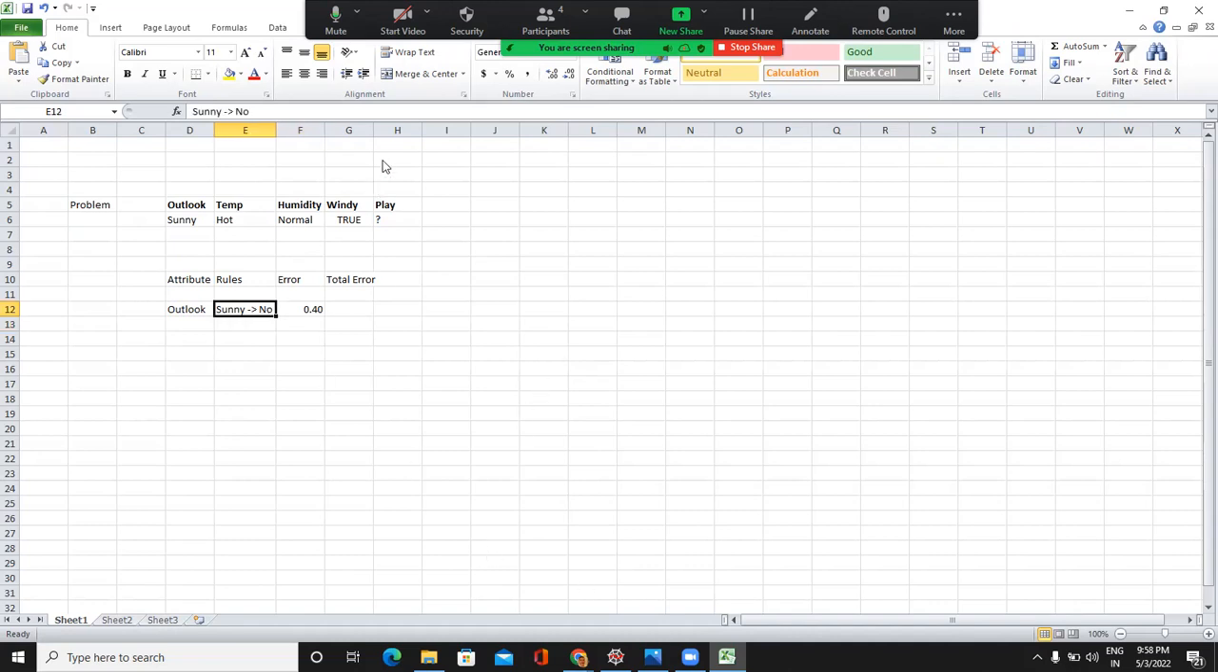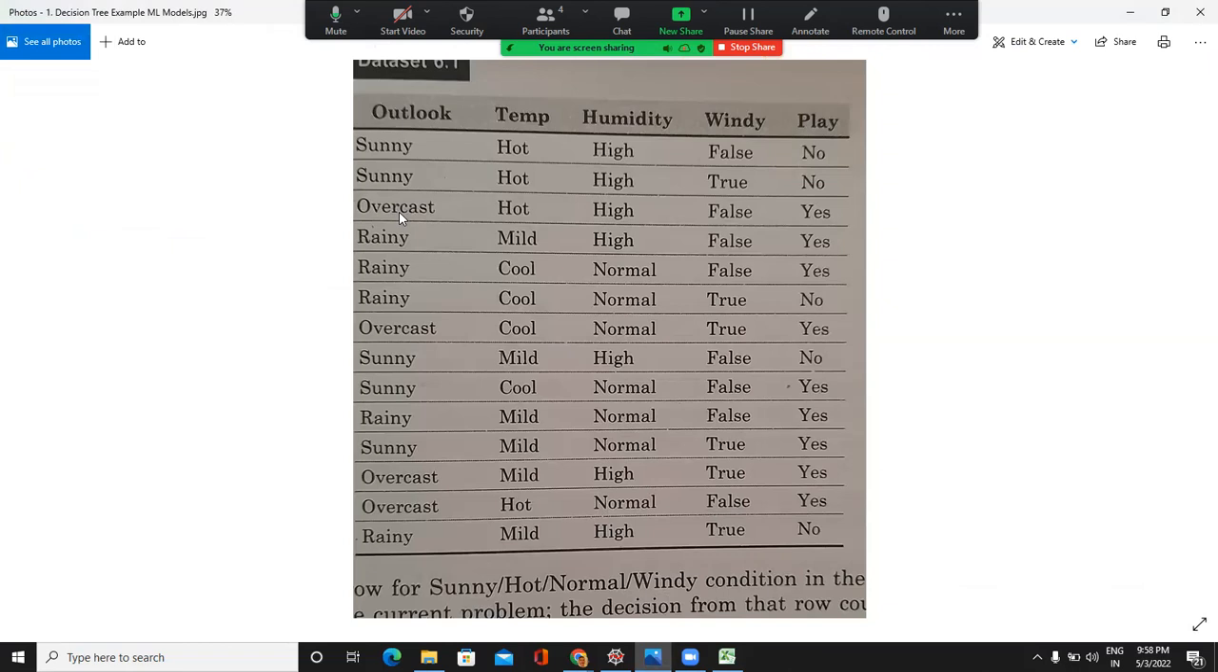Now, outlook is not only sunny, there are options of overcast and rainy. Yeah, so there are 3 options. Outlook, in the sense of weather, gives a hint whether it is sunny, overcast, or rainy. For that, the outlook feature is used. Yeah. So for sunny, we did that.